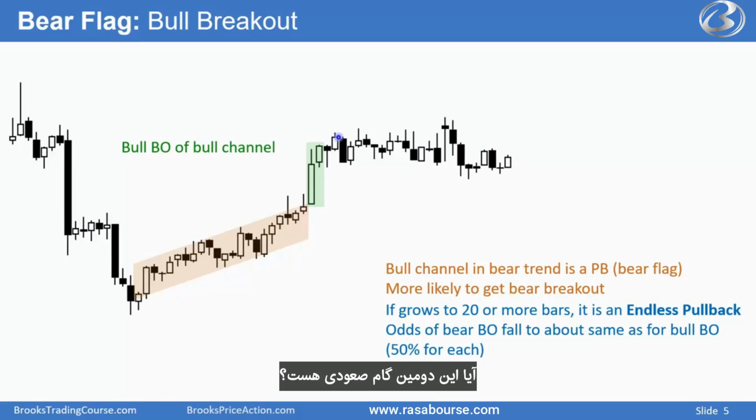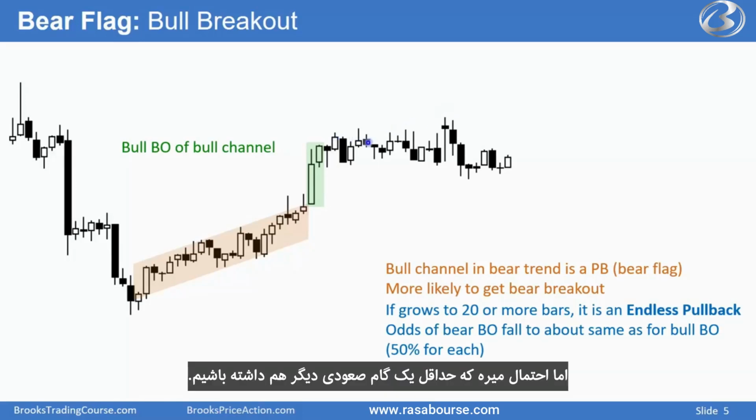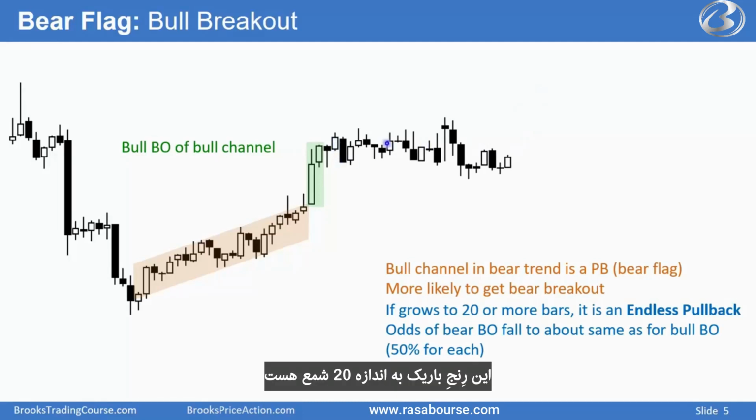Is this the second leg? I don't know. Is this the second leg? This, I don't know. But the odds are we're going to get at least a second leg up. It's possible this is the first leg, and then pause, and then we get a second leg up later. Here, we have a 20-bar tight trading range after a bull breakout. 20-bar tight trading range makes the market back to neutral. So at this point, 50% chance we'll get resumption up, 50% chance we get reversal down.